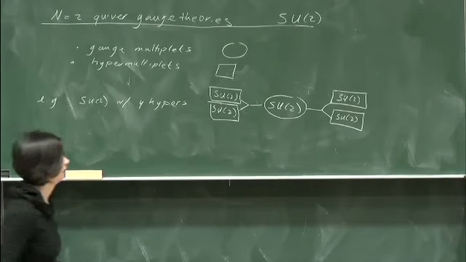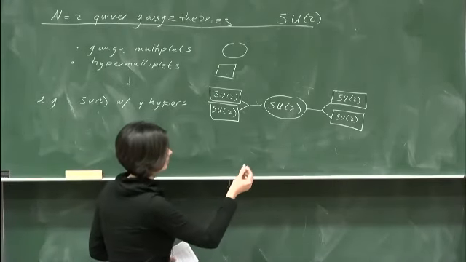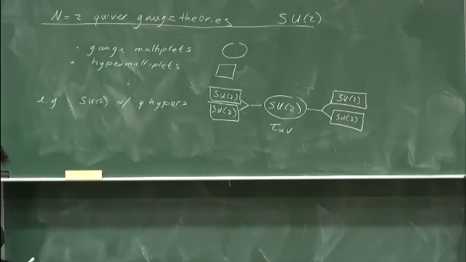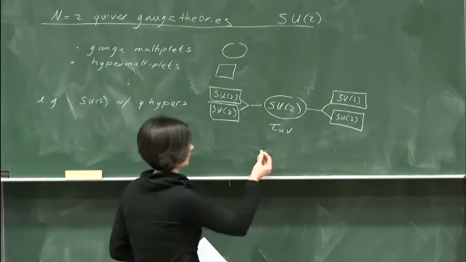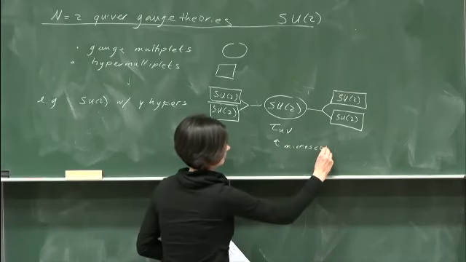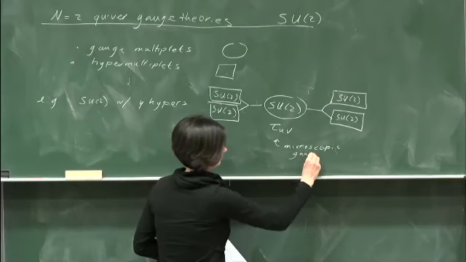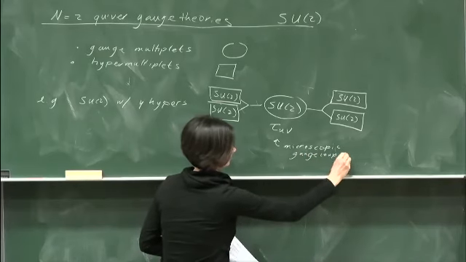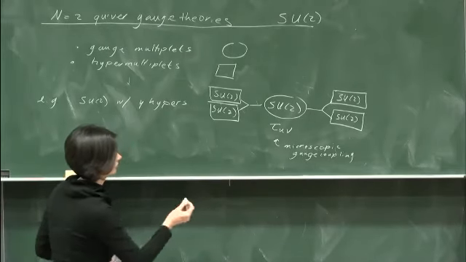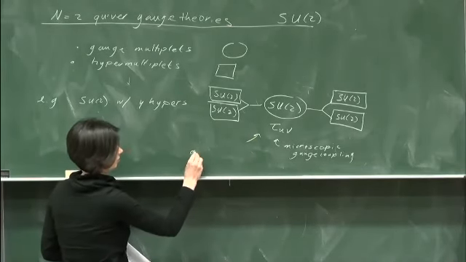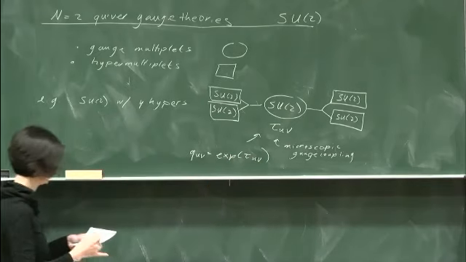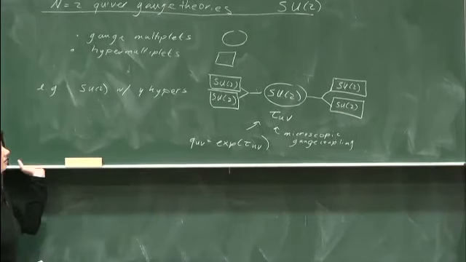Let's see. So there is a gauge coupling in the theory, which I will denote by tau UV. I will emphasize that this is a UV coupling, it's a microscopic gauge coupling. And later on I will also use the notation q_UV, which is equal to the exponential of tau UV.